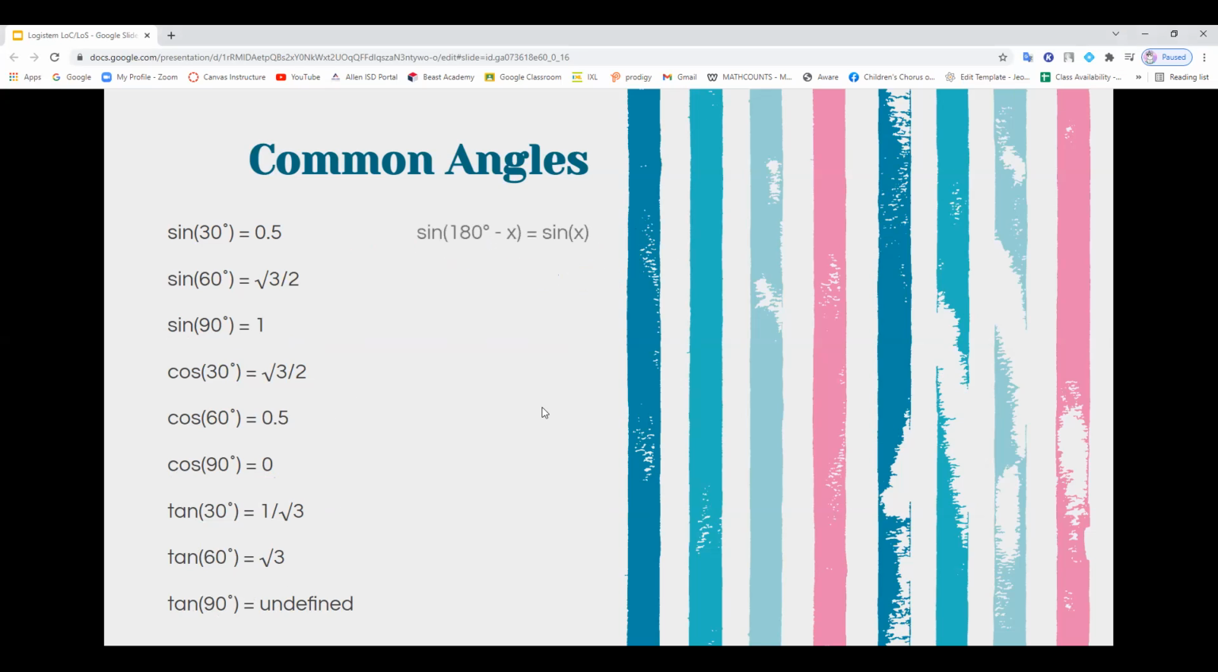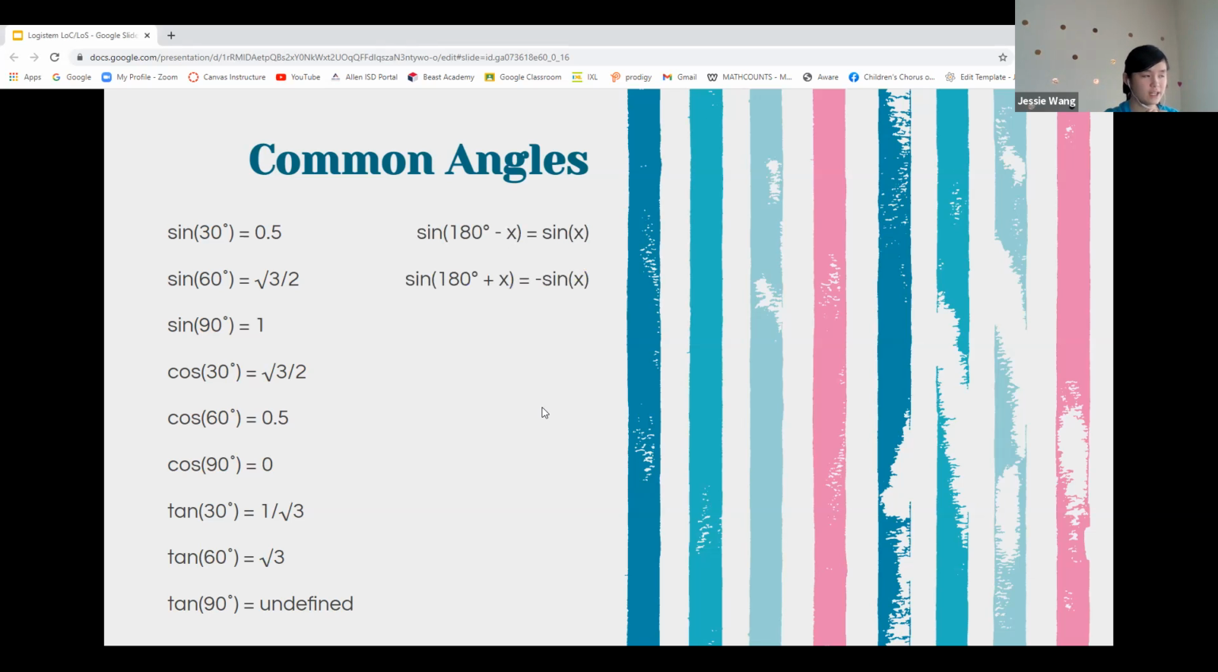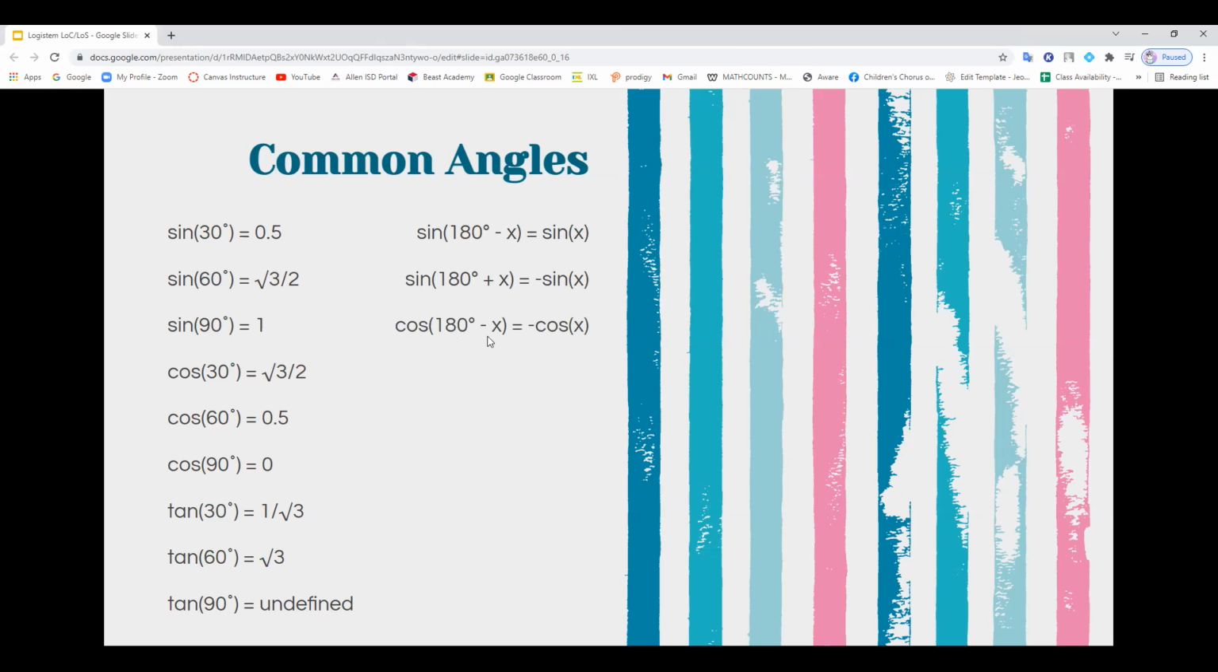Alright, moving on. Some more important properties you want to know is sine of 180 degrees minus x is equal to sine of x. Sine of 180 degrees plus x is equal to negative sine of x. Cosine of 180 degrees minus x is equal to negative cosine of x. Tan of 180 minus x is equal to negative tan of x.